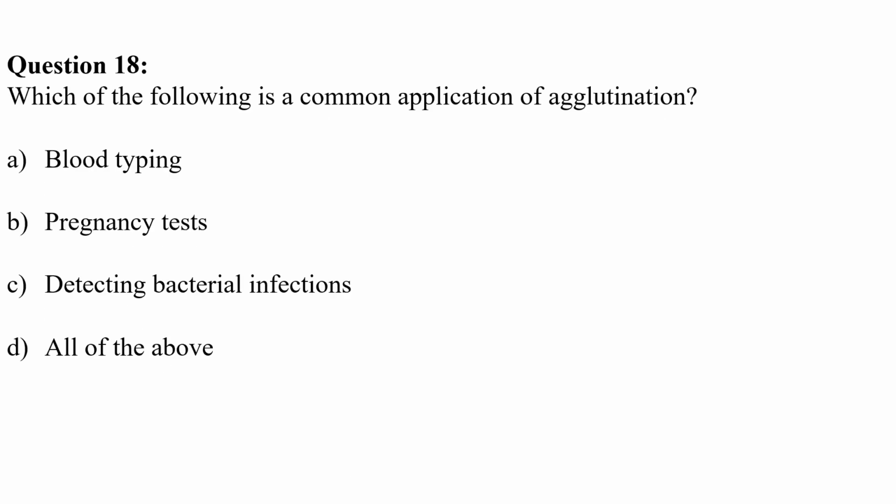Moving on to the next question, question number 18. Which of the following is a common application of agglutination? Option A, blood typing. Option B, pregnancy tests. Option C, detecting bacterial infection. And option D, all of the above.